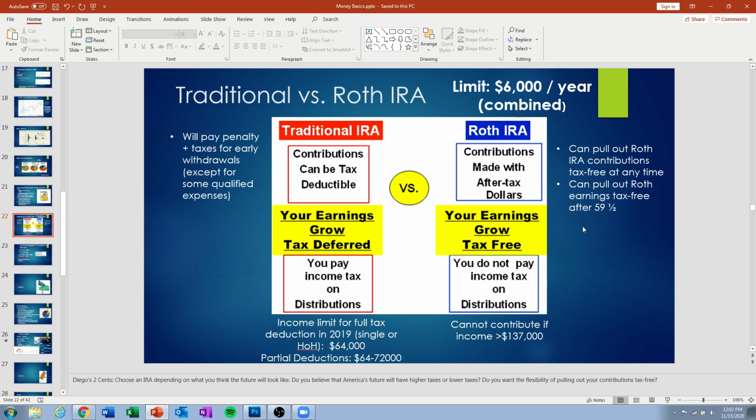And I think Roth IRA is something that I'm personally looking into right now. With a Roth IRA, you can pull out your Roth IRA contributions tax-free at any time. But I believe there's some sort of catch to that. Maybe not, because it's after-tax dollars. 59 and a half. Yeah, I don't know. This statement contradicts itself.